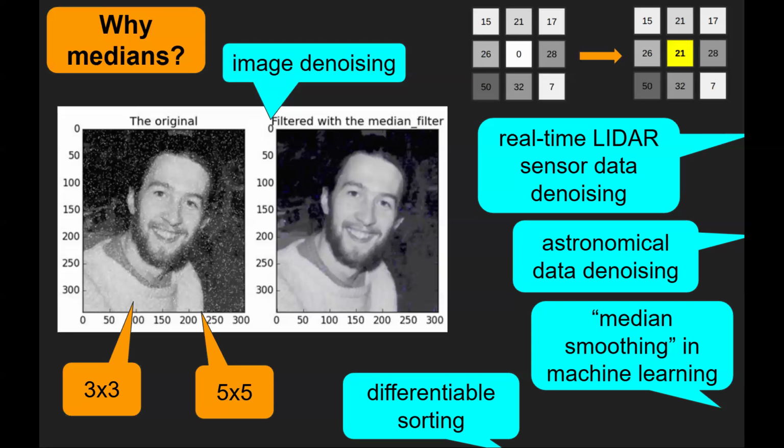Because by the way, what is the median? I guess everybody knows. You sort it and you pick the middle value. If you don't have an odd number of elements in your array, you don't have a middle value. But I'll get back to that later.